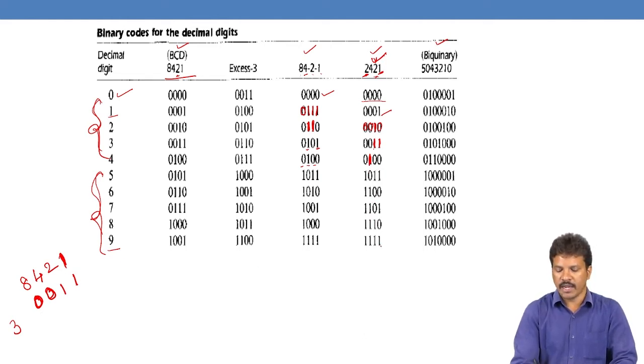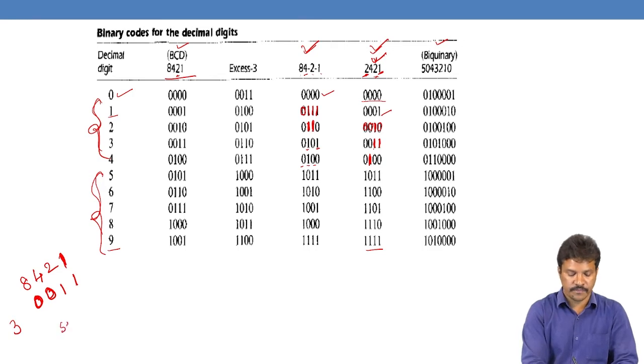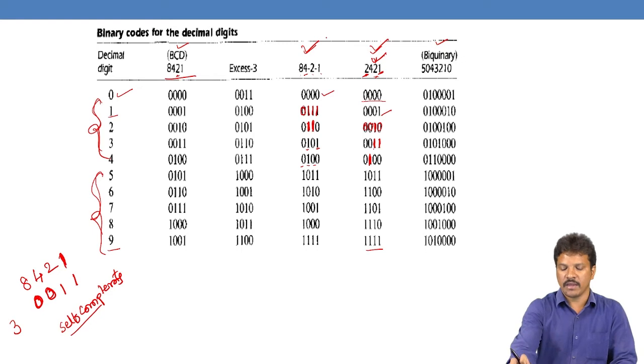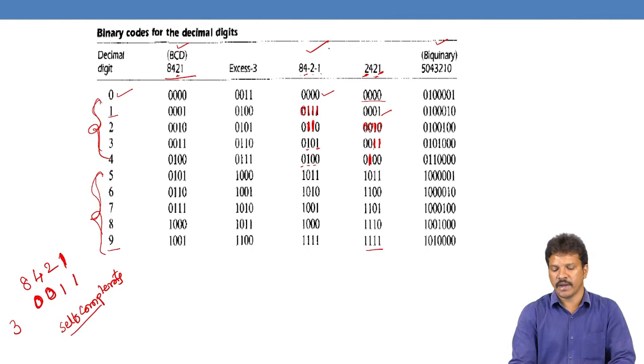Likewise, we can make the number 9. 9 can be represented with 2 plus 4 is 6, 6 plus 2 is 8, 8 plus 1 is 9. So we can make all ones. So these 8421, 2421 and XS3 codes are self complementing numbers. Because of this property, these weighted codes are created, like 8 4 minus 2 minus 1 and 2 4 2 1.